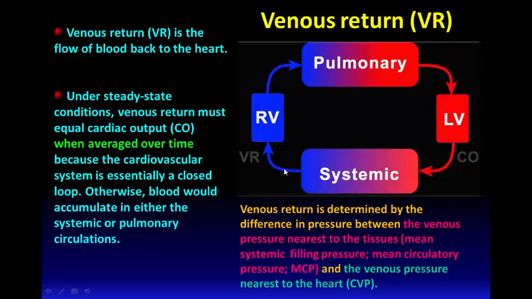Venous return is determined by the difference in pressure between the venous pressure nearest to the tissue, which is physiologically known as the mean systemic filling pressure or the mean circulatory pressure, MCP, and the venous pressure nearest to the heart, which is physiologically known as the central venous pressure. We will then describe these two pressures in more detail.